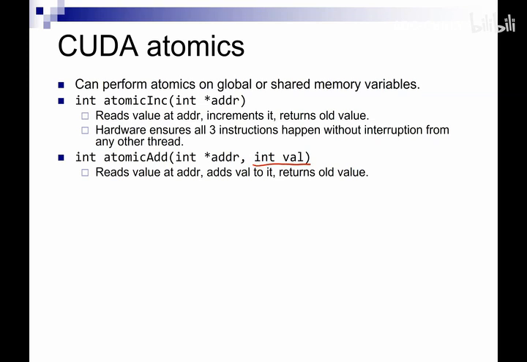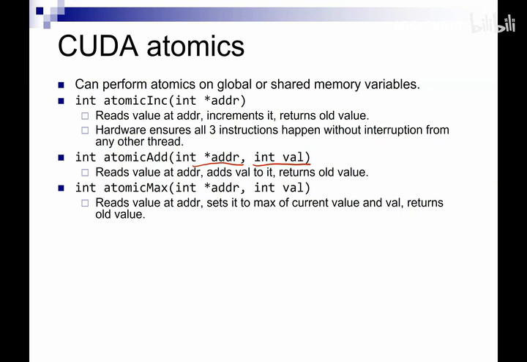And so when you do this atomic add, you're going to get back the current value at this address, and then you're going to add val to it. Val can be positive or negative. And you get back the current value at address, and then you also add val to it atomically.